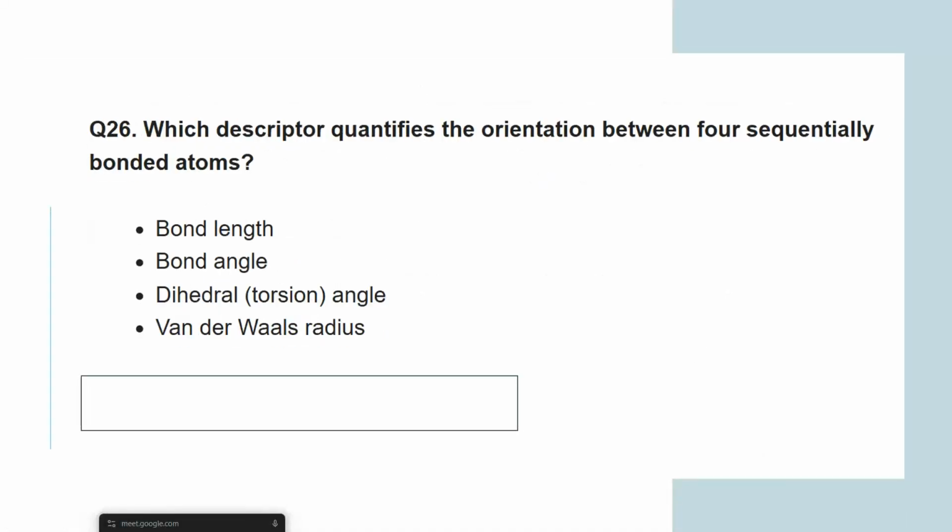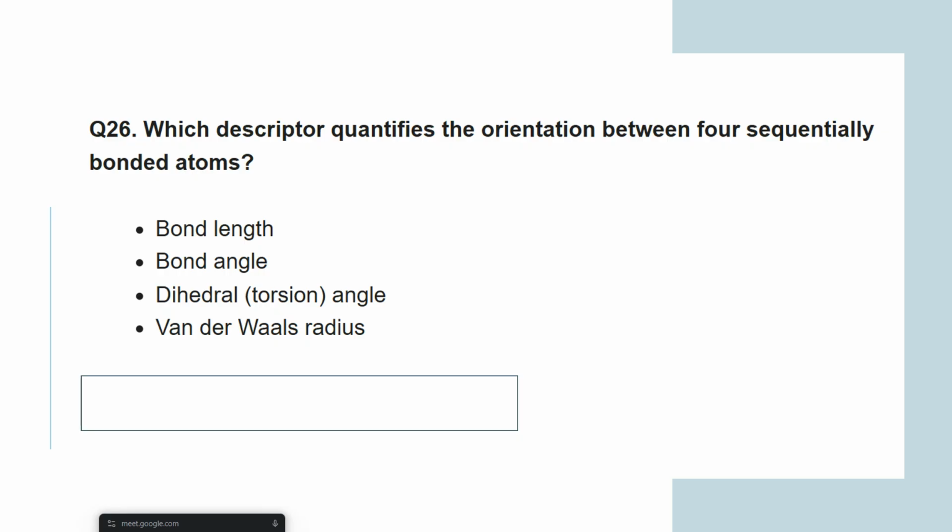Now we have another question. Which descriptor quantifies the orientation between four sequentially bonded atoms? So it simply asks the orientation of the plane which has four sequentially bonded atoms of a molecule. What will it be called? Is it a bond length? Is it a bond angle? Is it a dihedral angle, or is it van der Waals radius?